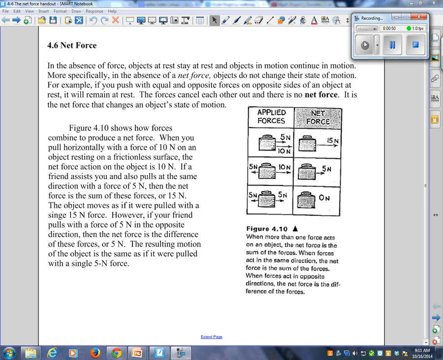Figure 4.10 over here on the right shows how forces combine to produce a net force, and this is all basically a review, right? When you pull horizontally with a force of 10 newtons on an object resting on a frictional surface, the net force acting on the object is 10 newtons. If a friend assists you and also pulls in the same direction with a force of 5 newtons, well then the net force is the sum of the forces, 15 newtons. The object moves as if it were pulled with a single 15 newton force. However, if your friend pulls with a force of 5 newtons in the opposite direction, the net force is the difference, or 5 newtons, and so on, right? All pretty much review for you guys. I'm just reminding you of some stuff.